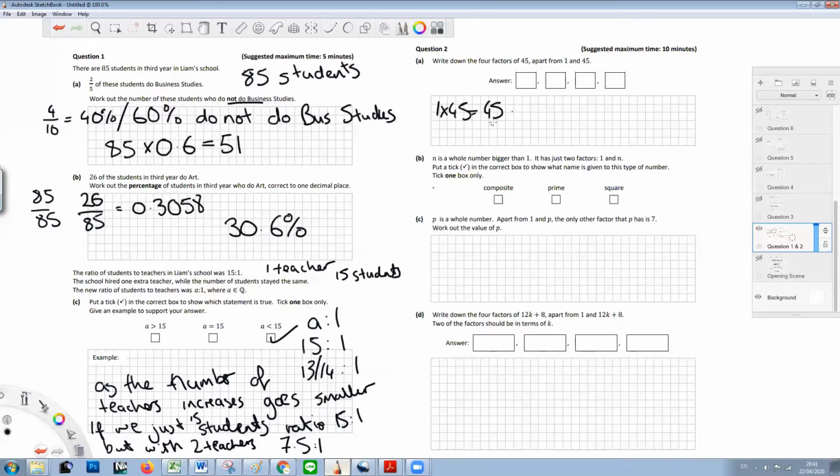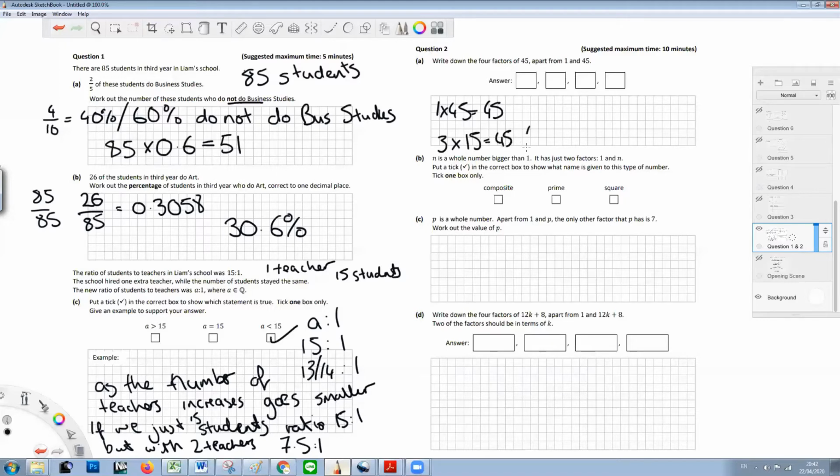Your factors are only ever going to go up to half that number. So you could never have like a factor of 23 higher. Well, you can, but it's easier just to think of it from the other way. So it could be 1. 2 isn't a factor because it doesn't divide in easily. 3 is not a factor. Oh, 3 is a factor because you have 3 multiplied by 15 is equal to 45.